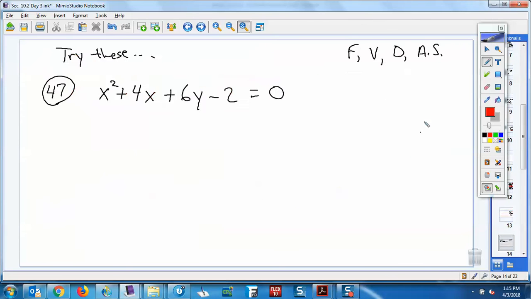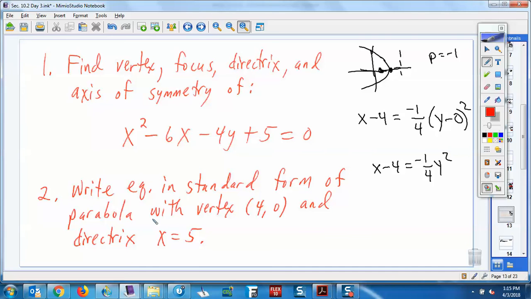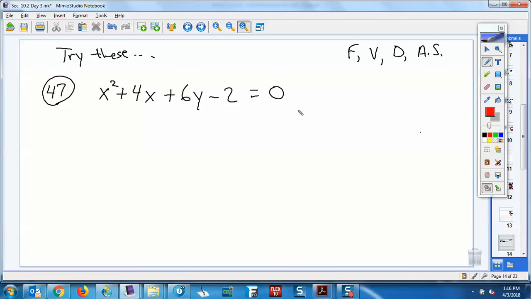we've got, in standard form, the vertex at (4, 0), and the directrix is x equals 5. That means it's got to open away from the directrix, so p is 1 right there, and it's negative, so that makes -1 over 4p to be -1/4. (4, 0), so 4 goes with the x, and 0 goes with the y, and there's my equation. Okay, now you can try these.